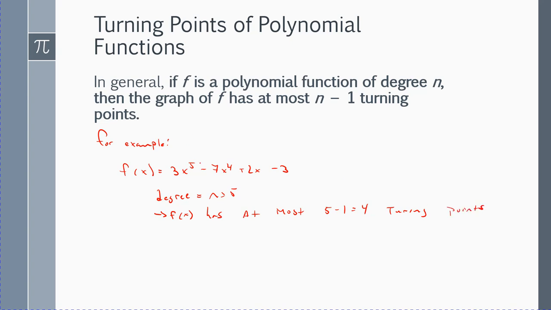Okay, so this is a degree 5 polynomial with a positive leading coefficient. So this graph would look something like this. It could have 1 turning point, 2 turning points, 3 turning points, 4 turning points. It could look like this, okay? So here's turning point 1, 2, 3, and 4. That's what I mean by these turning points, these peaks and valleys here, okay?